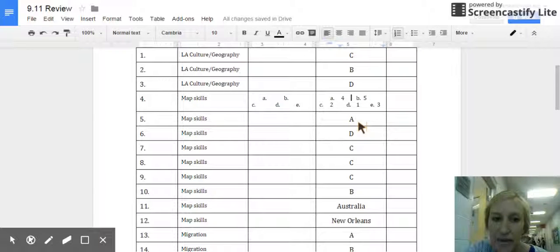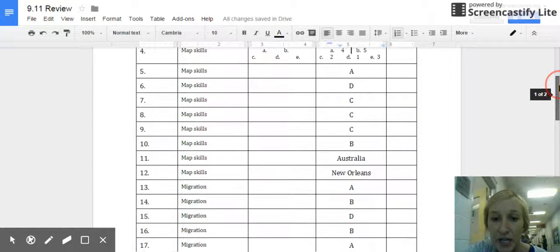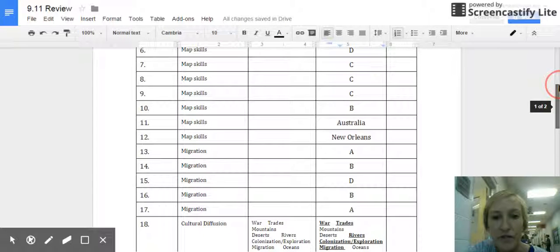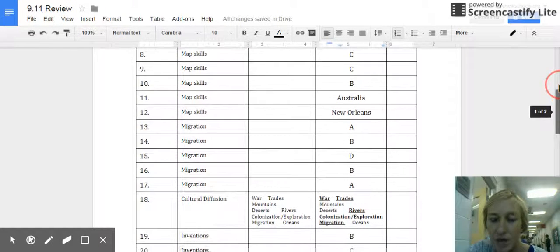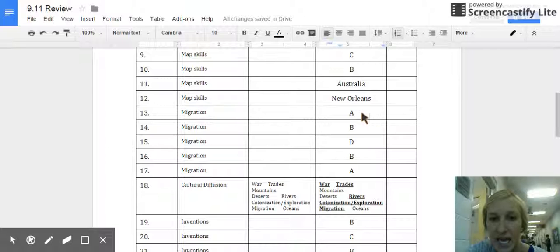5 is A, 6 D, 7 C, 8 C, 9 C, 10 B. For question number 11, the answer is Australia. For 12, the answer is New Orleans. Question 13 is A, 14 B, 15 D, 16 B, 17 A.